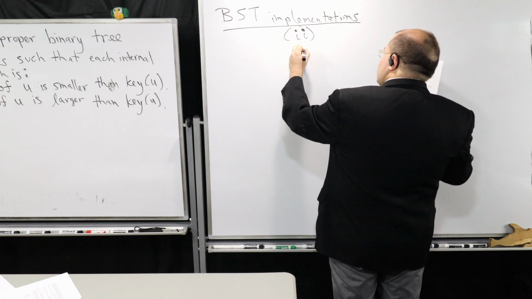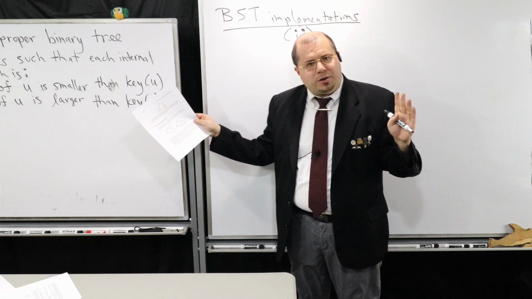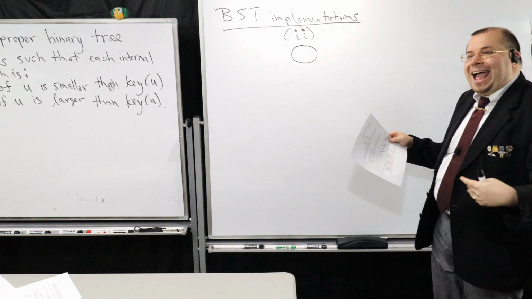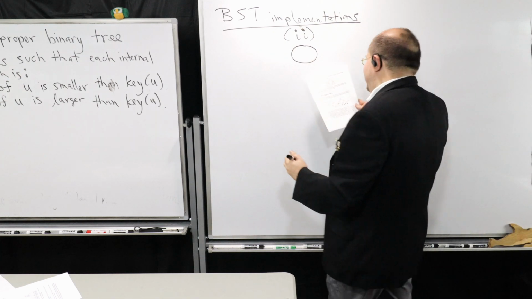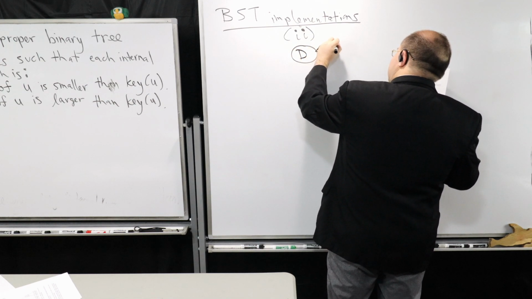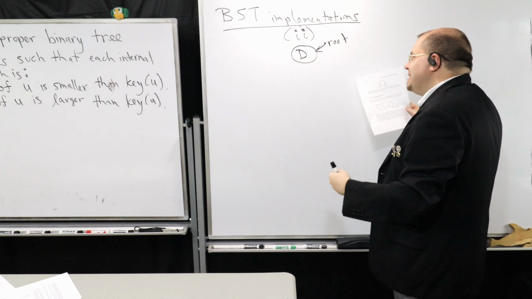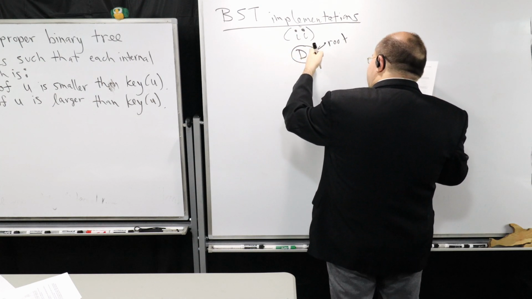Remember I drew you a proper binary tree earlier? I'm going to show it to you as a binary search tree. I'm going to have D, which is going to be the root. So you would have, for example, an instance variable for the root, and that will point at a node.